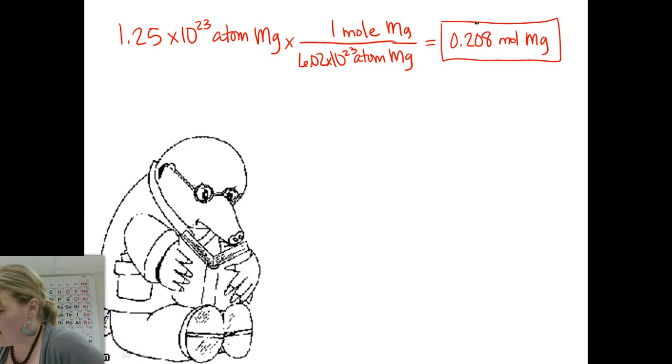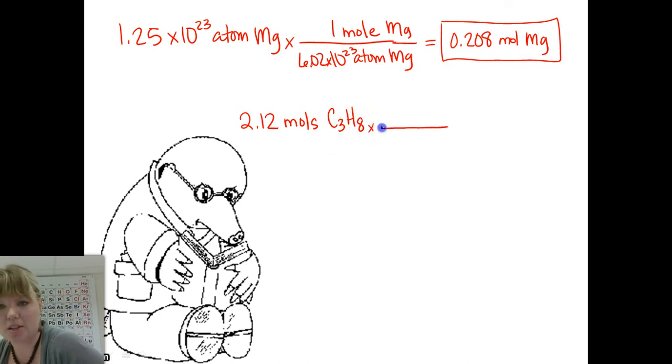All right, now let's do that sample problem 10.3. So we're on page 292, and this one is just going backwards. It's going to be giving us moles, and we want to convert them into the particles. So it says propane gas is used for cooking and heating. How many atoms are in 2.12 moles of propane? And propane is C3H8, and that's a molecule. It's a carbon compound. We know that's a molecule.